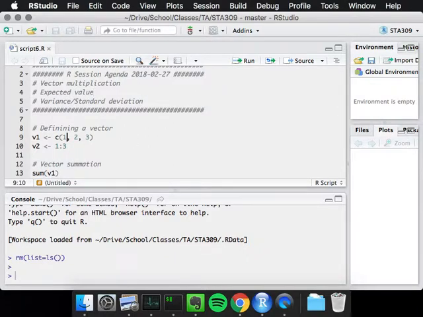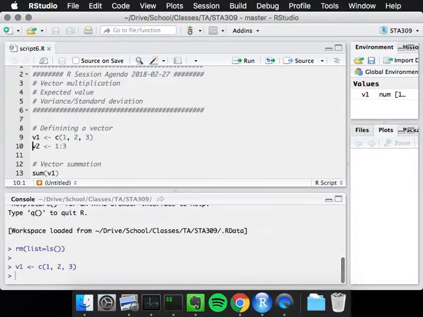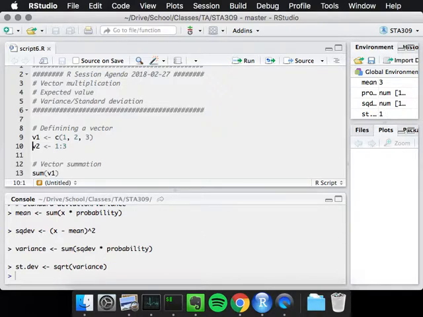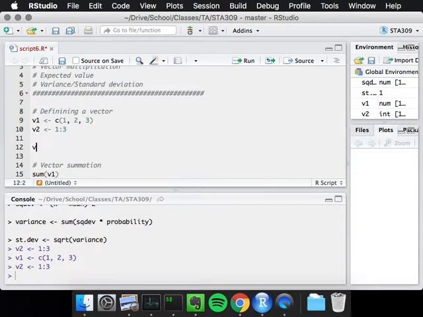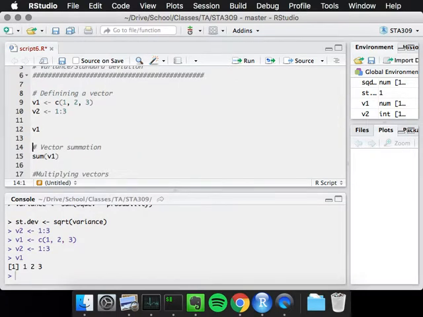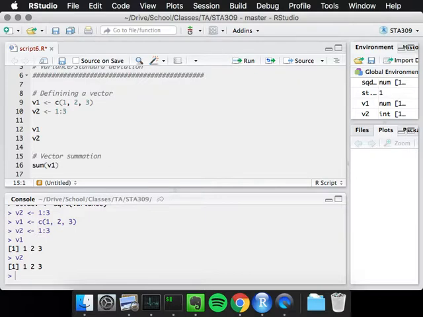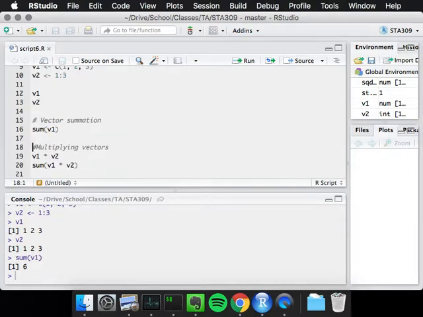First things first. Let's say we have a vector like this. This is a vector 1, 2, 3, right? I can also do this, which gives me the same vector. So these two vectors should be the same. If I type v1, I get 1, 2, 3. If I type v2, that's also 1, 2, 3. That's just a shorthand we'd use. Now, if you want to take the sum of the vector, that should be pretty easy. That's just the sum of the vector.